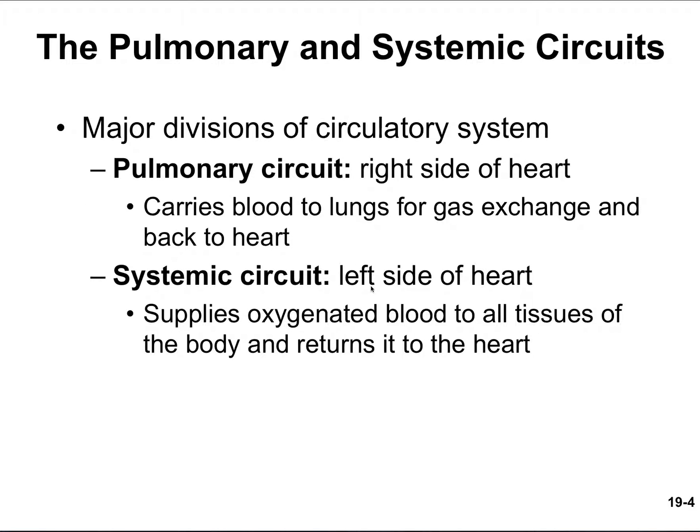The major divisions of the circulatory system are the pulmonary circuit, which is the right side of the heart, and it carries the blood to the lungs for gas exchange and back to the heart, and the systemic circuit, which is the left side of the heart. It supplies oxygenated blood to all tissues of the body and returns it to the heart.